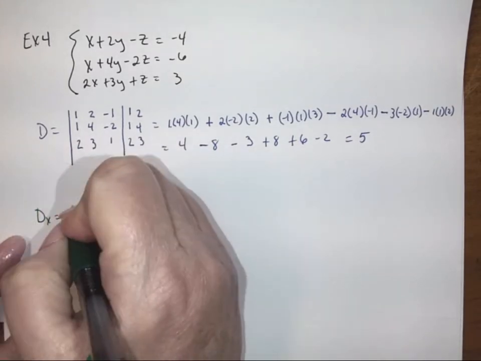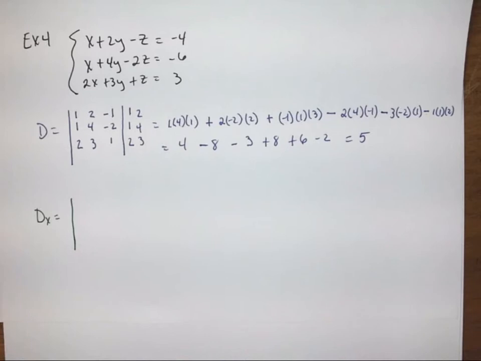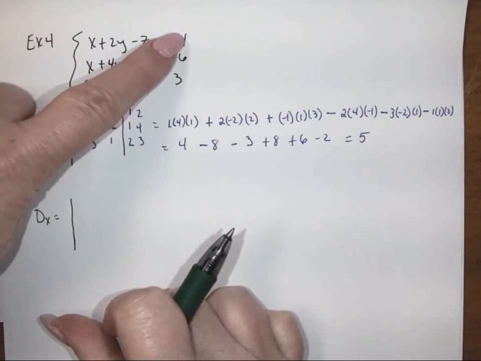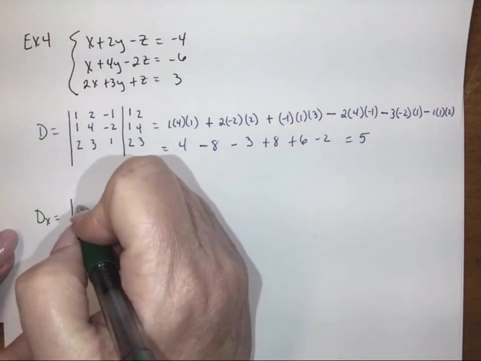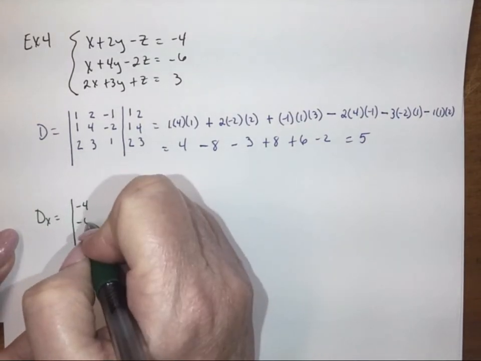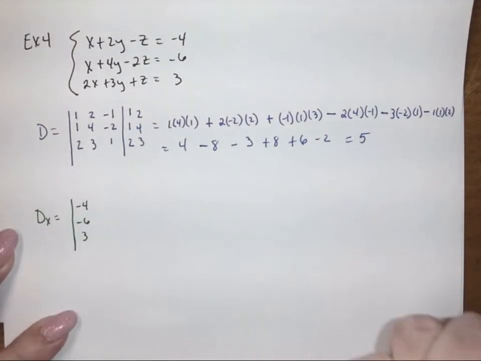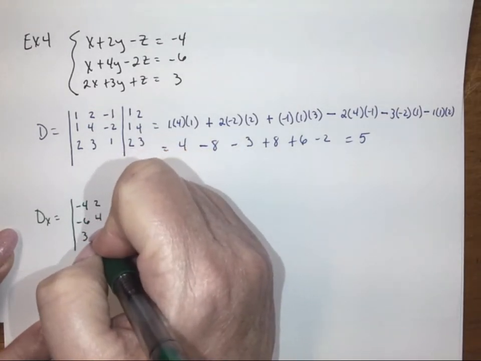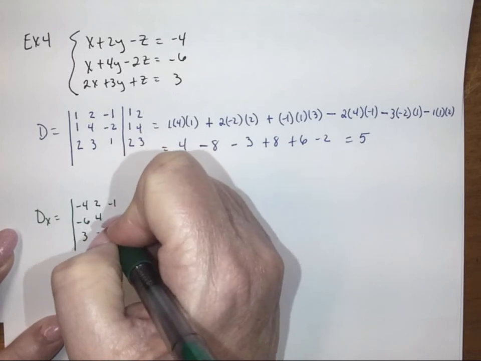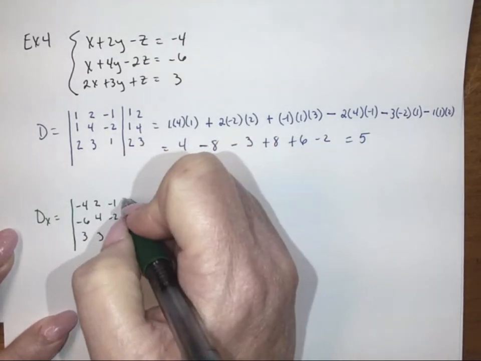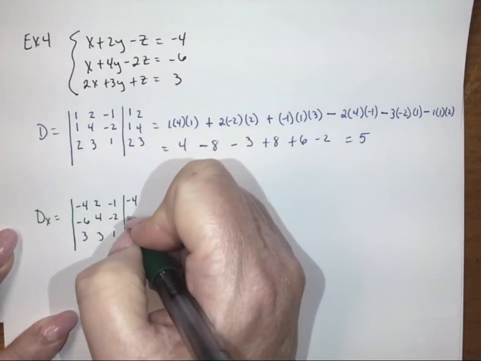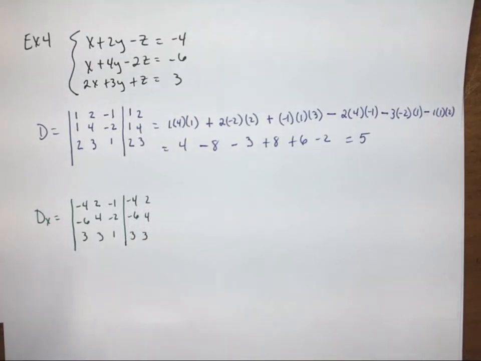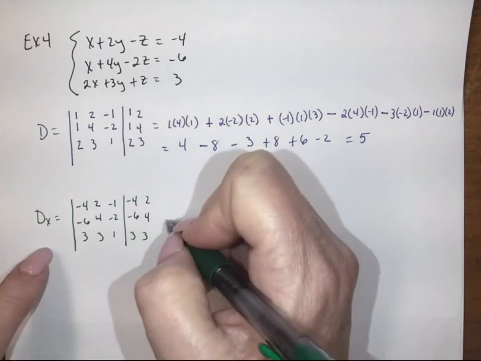So for D sub x, we're doing the same thing we did previously. We're going to replace the coefficients of our x with the values that are on the equation side. So we'll have negative 4, negative 6, and 3. And we'll have 2, 4, 3, negative 1, negative 2, and 1. Repeat the first 2 rows. And then we're going to cross multiply again.